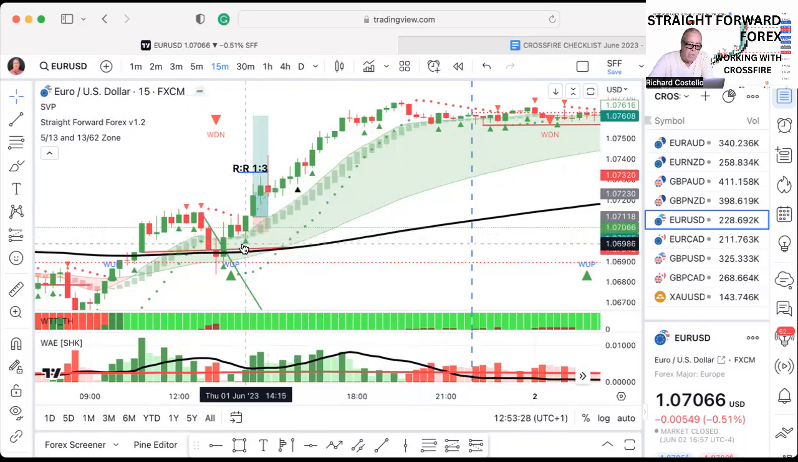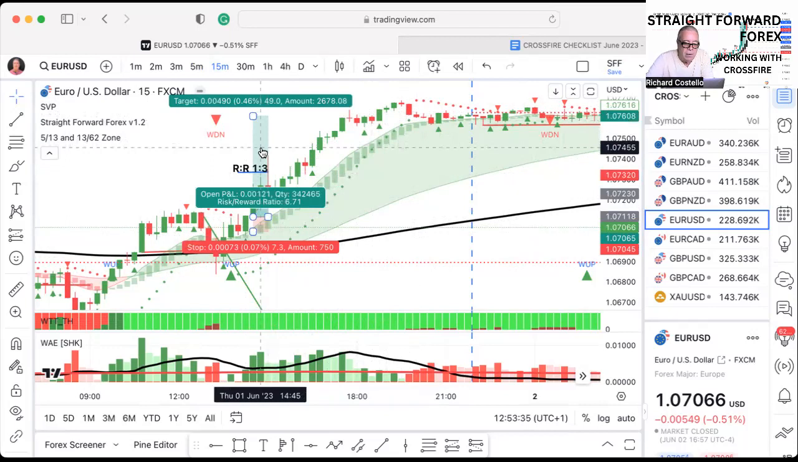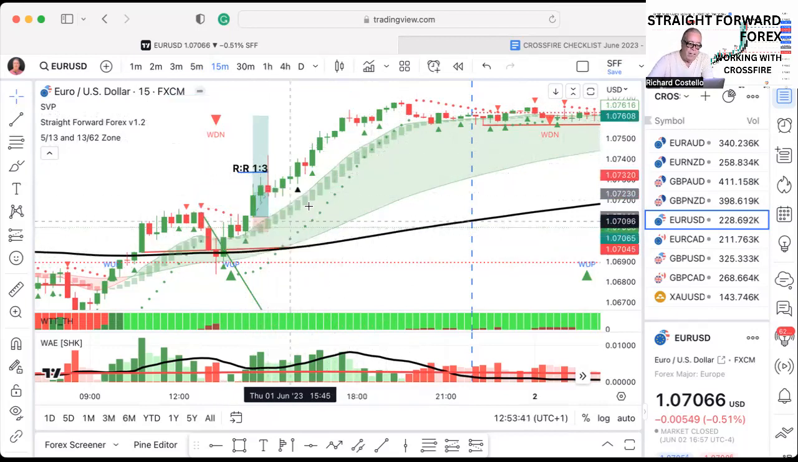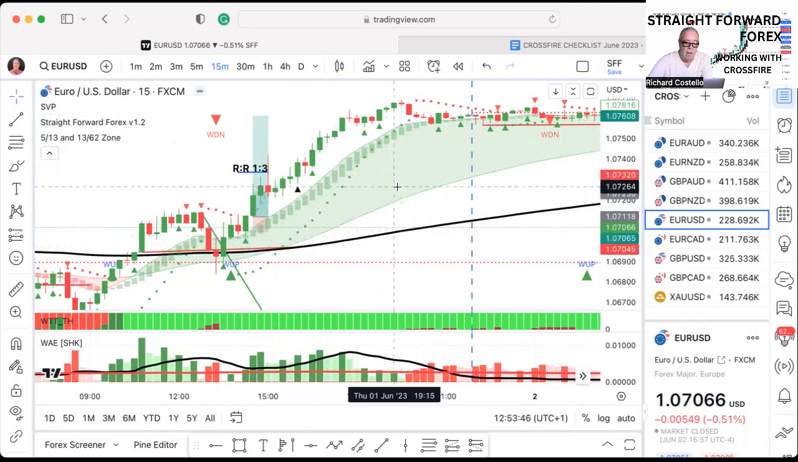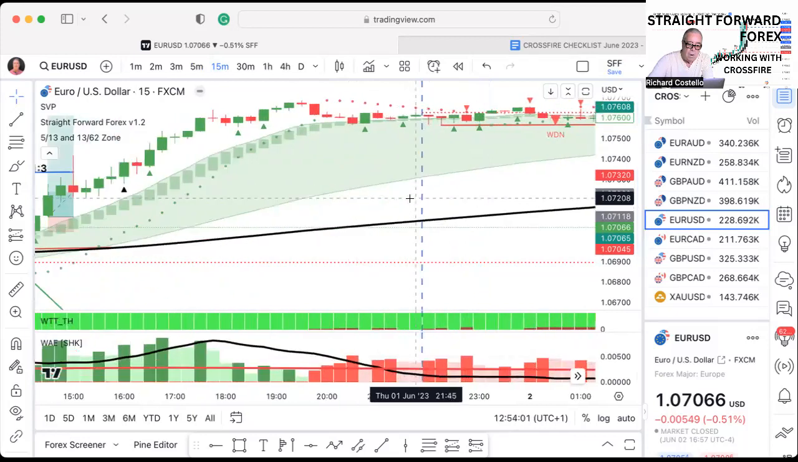The wave was remaining green all the way up there, and would have led to me getting a 1 to 6.7 instead of a 1 to 3. So following the wave and trusting the peace hours is a way of determining where you take profit. You can get a bigger reward if you simply trust the wave and trust the peace hours. So that's two potential take profits.